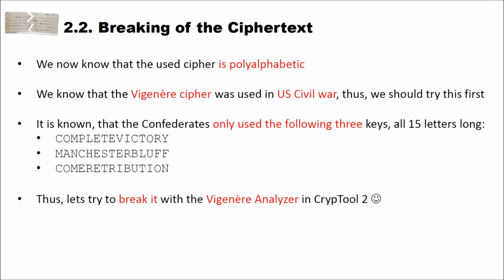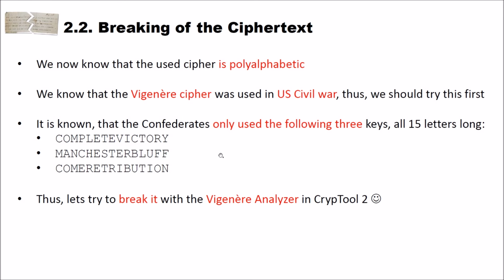So we now know that the used cipher is very probably a polyalphabetic cipher, and that comes from the history, or the historians. We know that the Vigenère cipher was used in the US Civil War, and thus we should try to analyze it with a Vigenère analyzer at first. And it's also known that the Confederates only used the following 3 keys, which are all 15 letters long. We have Complete Victory as a key for the Vigenère cipher, then we have Manchester Bluff as a key they used, and we have Calm Retribution as a key for the Vigenère cipher.